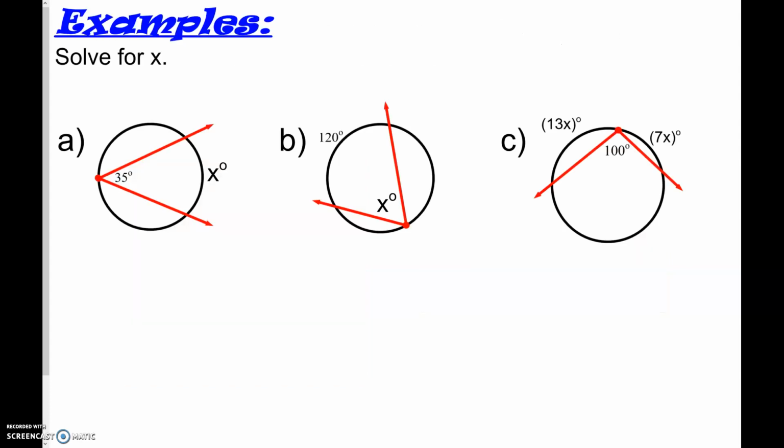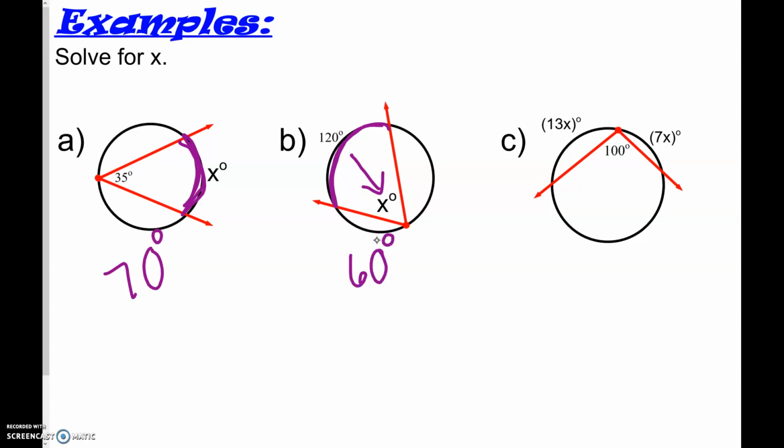All right, let's do three quick examples here. In this first one, the intercepted arc is 35, so X is going to be 70 degrees because we multiply by 2. In the other one, they're giving us the arc and they want us to find the angle. So we're going to divide by 2 and we're going to get 60 degrees.